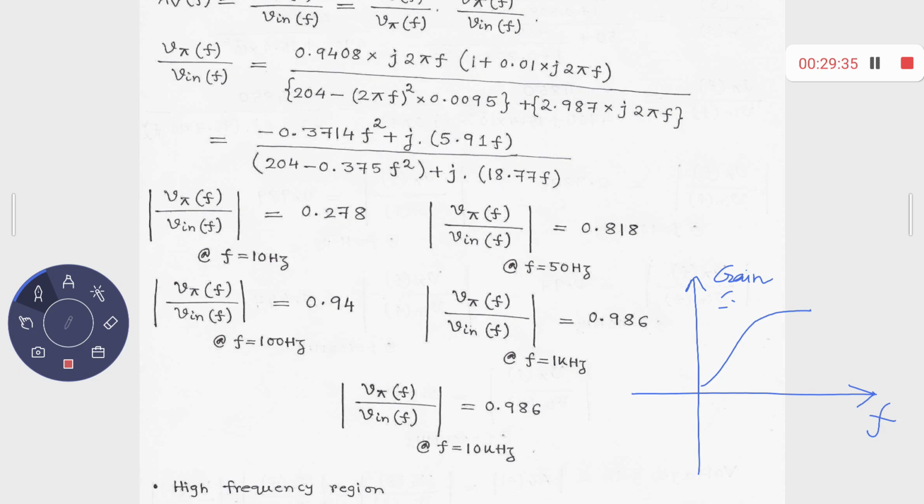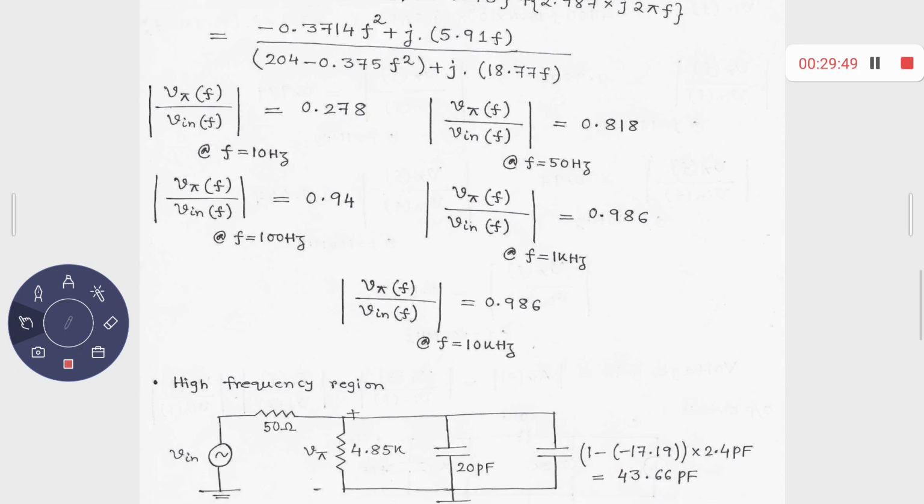Done? Any doubt up to this? The calculation is tedious, I must appreciate, but it's very straightforward. Anyway, so now we move to the high frequency. Now the second part is there, the high frequency region.